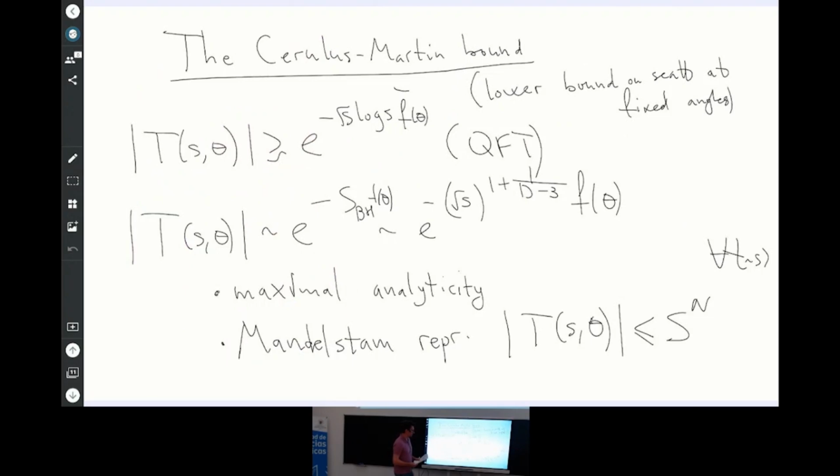Tree-level stringy amplitudes violate this, because for tree-level string you get e to the minus s.